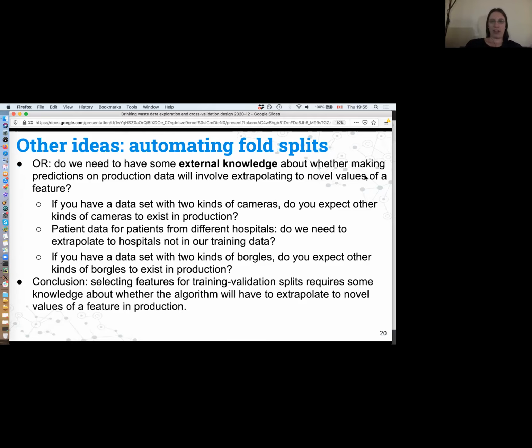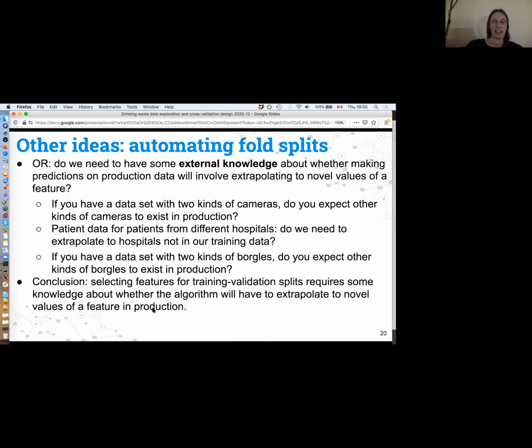So we've already sort of thought about this problem, where if you have a data set with 2 kinds of cameras, do you expect other kinds of cameras to exist in production? And we know about cameras, there's definitely more than 2 types of cameras in the world, so we definitely expect that we would have to extrapolate to novel kinds of cameras. What about if you are considering patient data for patients from different hospitals? Do you need to extrapolate to novel hospitals in the test data or in production? And this is less clear because maybe you're building a model for one health authority in BC, and you have a fixed number of hospitals that aren't changing.